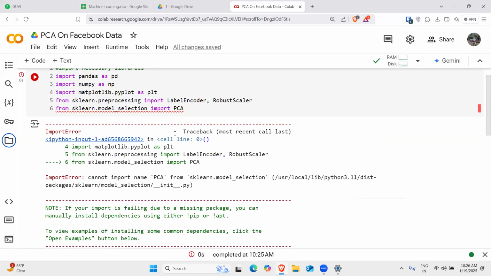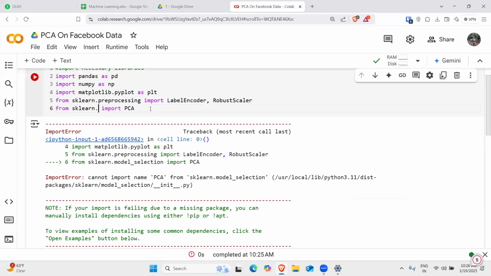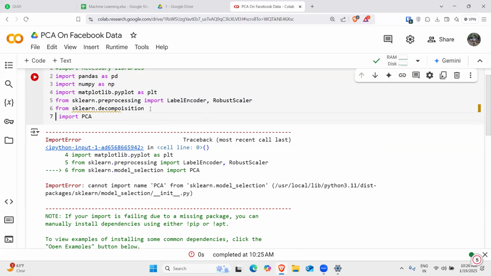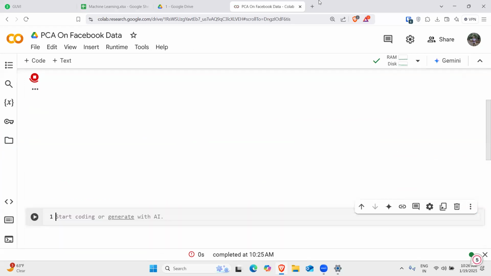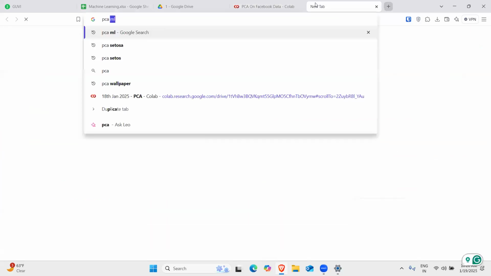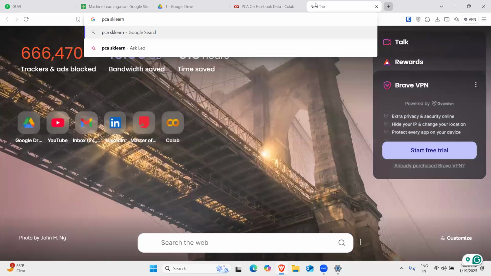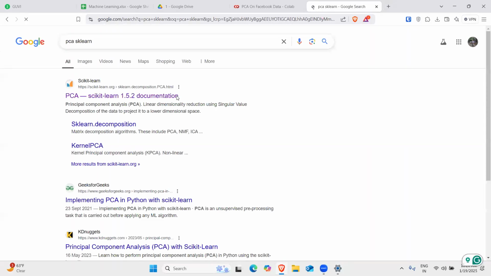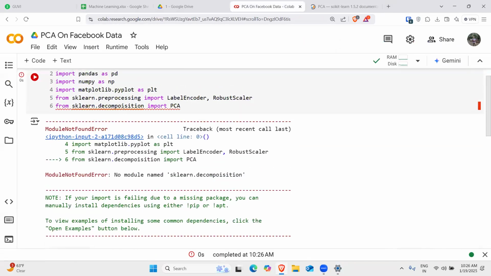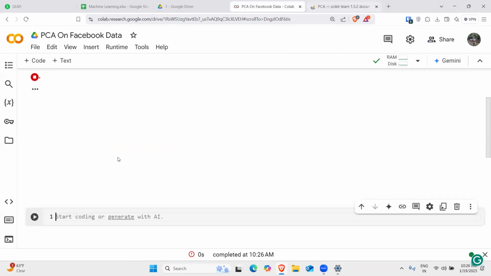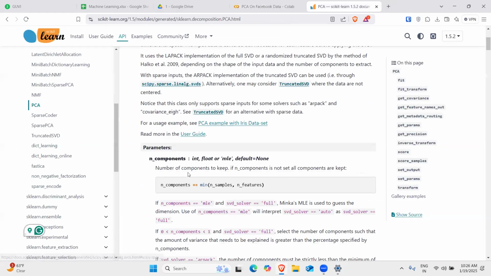Cannot import PCA. Why? Sorry, decomposition, it's from sklearn.decomposition. If you don't have any idea about the package, you can directly write PCA sklearn. We'll go to the official documentation of scikit-learn. Decomposition spelling is wrong. And you can copy from this position, right? Simple.